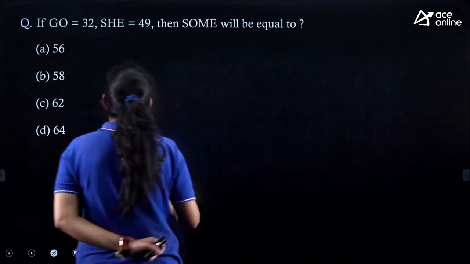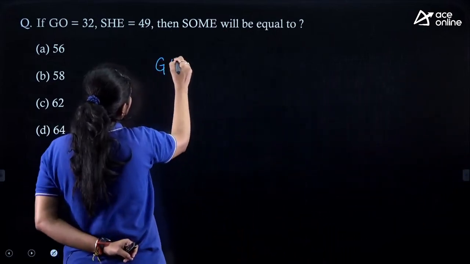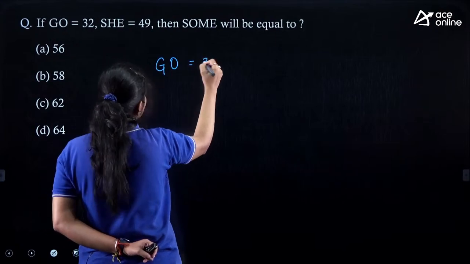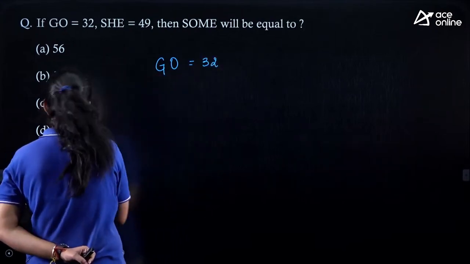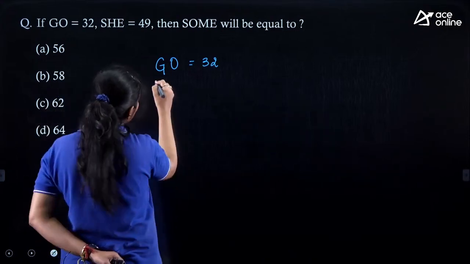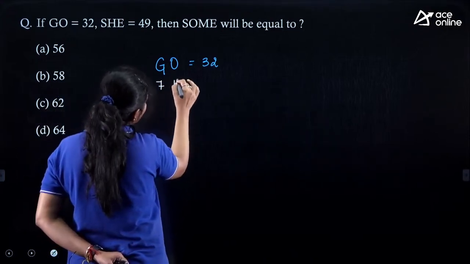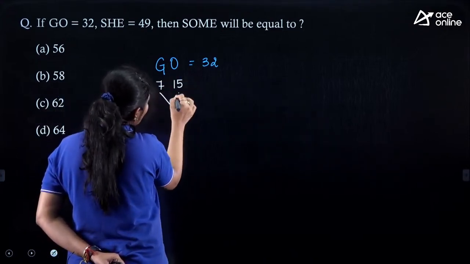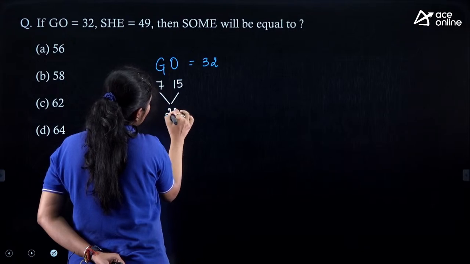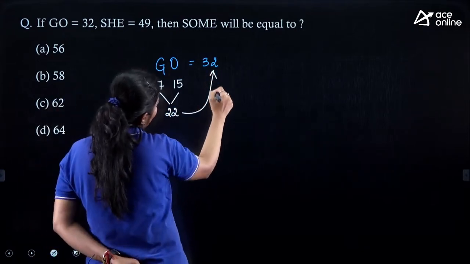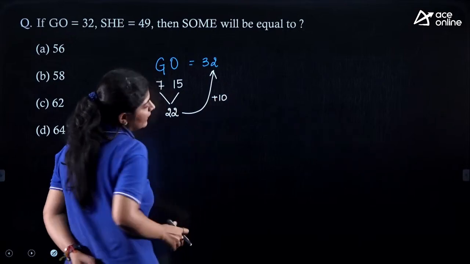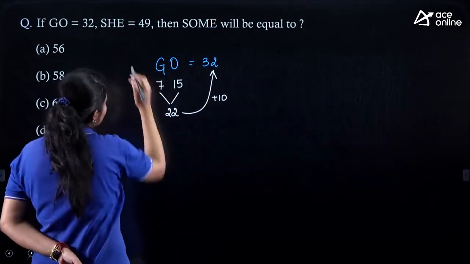Okay, let's see. Here we are having Go, which is coded as 32, but how? If I write down the associated numbers over here, then it should be 7 and 15. If I add them up, I only get 22. So I can say that maybe there is a gap of plus 10 in it. Right? Now let's try with she.